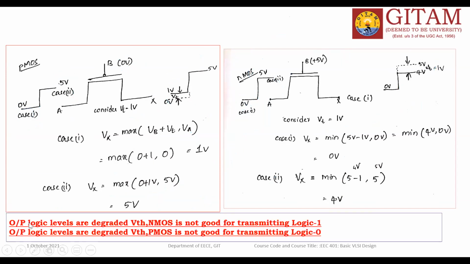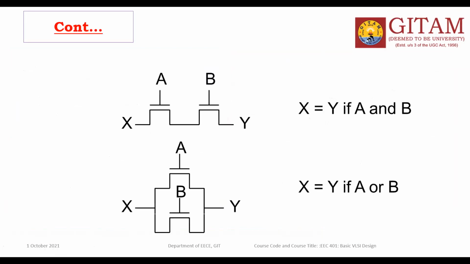Here are the conclusions. Output logic levels are degraded by VTH. NMOS is not good for transmitting logic 1. Output logic levels are degraded by VTH. PMOS is not good for the transmission of logic 0. These are the conclusions.